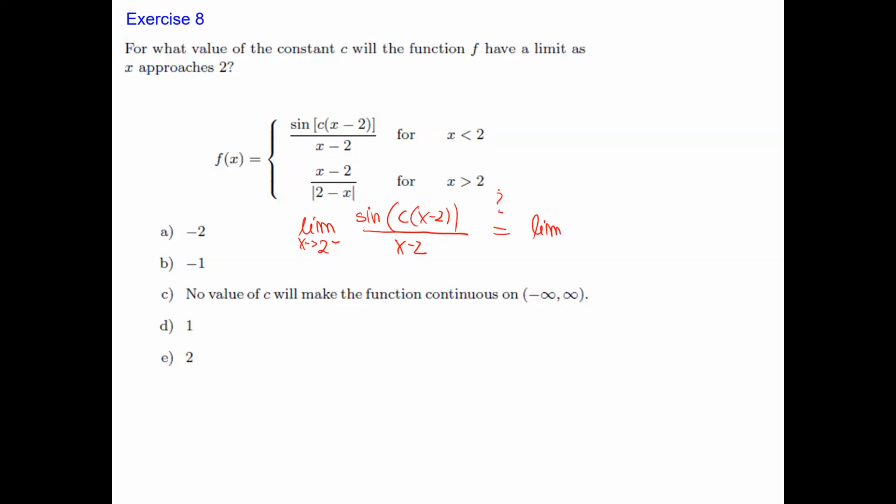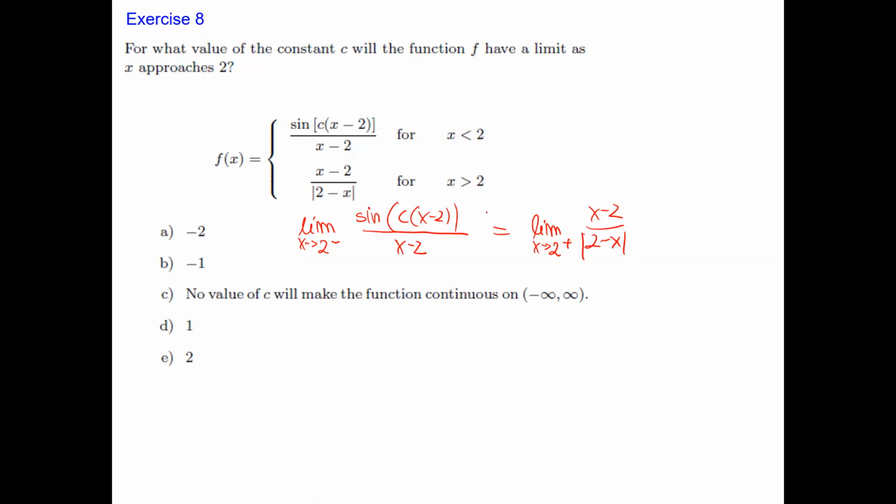Let me actually write this on the right-hand side. Because we have this coefficient, we will figure out what is the value of c, hopefully, if the function will satisfy the equation that I just said. The left-hand side limit must be the same as the right-hand side limit.